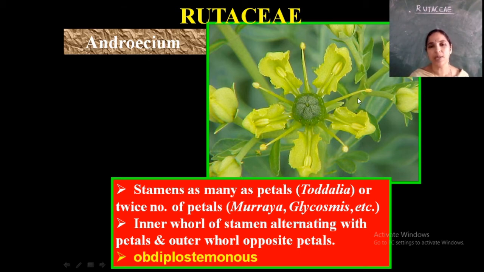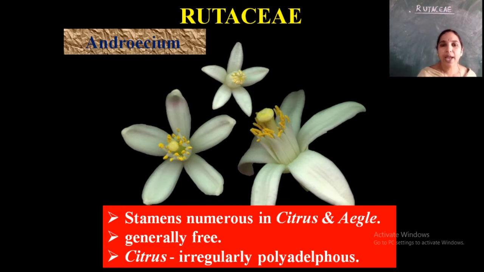It is 2 words. Okay. Inner alternating with the petal, outer opposite to petal. This condition is called obdiplostemony. This is a typical feature of Rutaceae. Clear? Now, androecium, stamens numerous in citrus and Aegle. What is Aegle? Koovalam. You know, koovalam plant, tree. That is stamens numerous. In citrus also it is numerous.